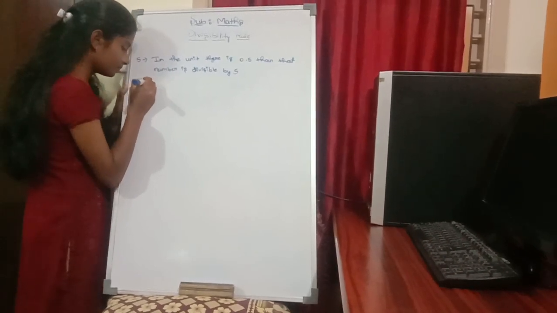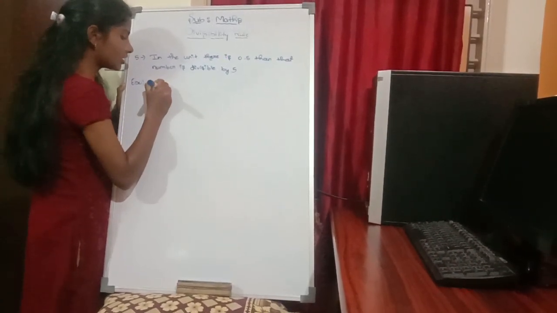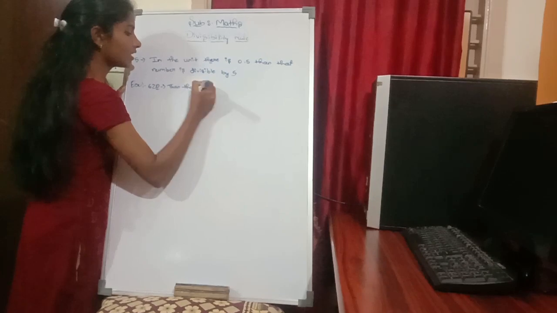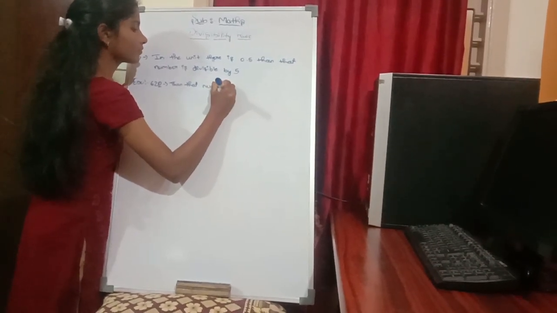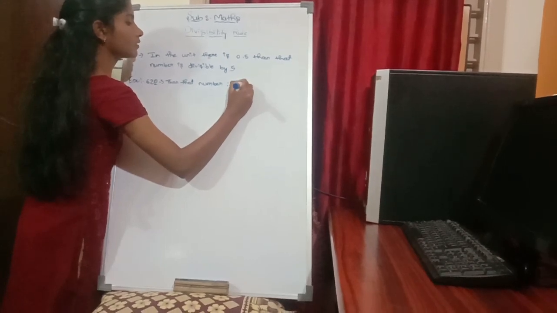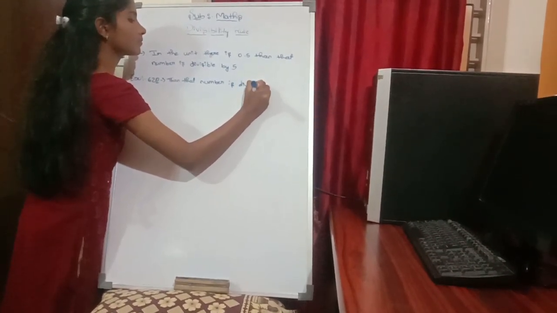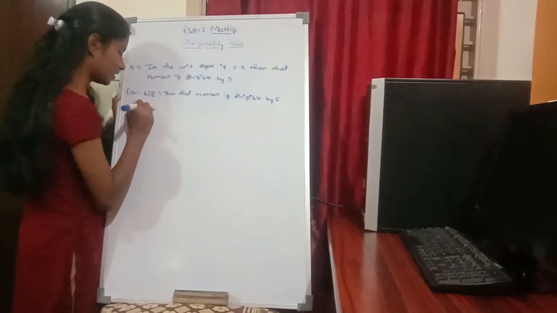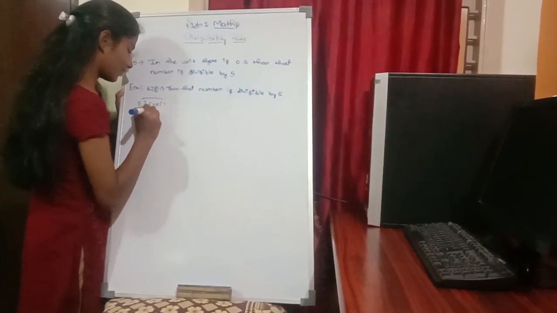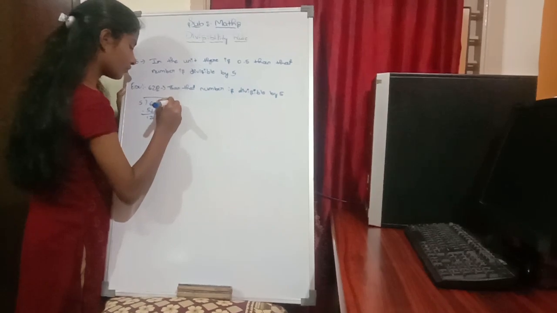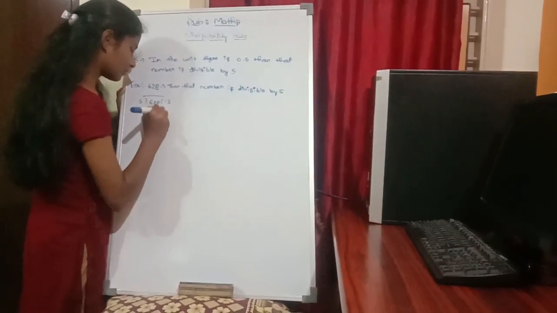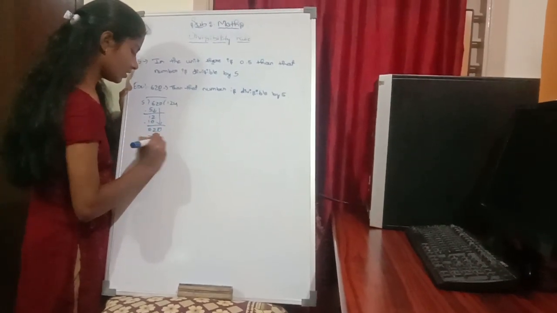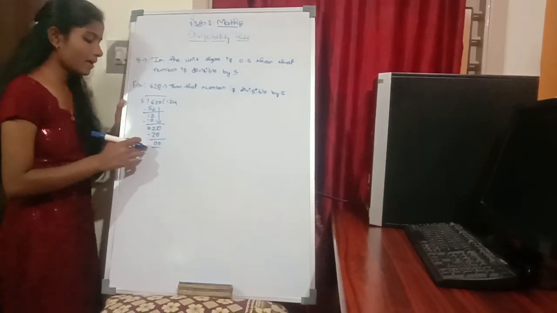Let's take an example. I will take 620. In the unit place there is 0. Then that number is divisible by 5. 620 divided by 5. 5 ones are 5. 1. Let's bring down 2. 5 twos are 10. 2 remainder. Let's bring down 0. 5 fours are 20. Here 620 is completely divisible by 5.